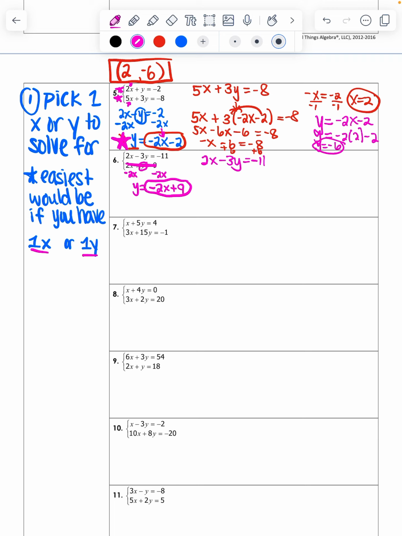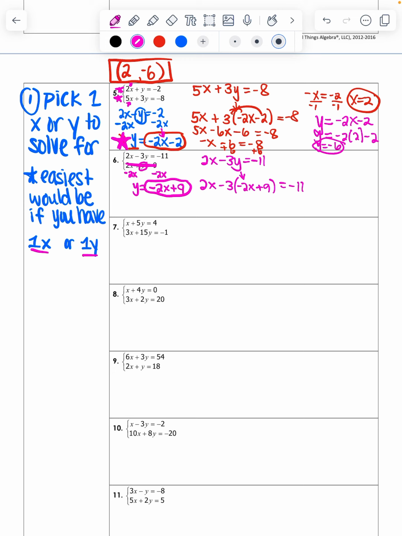And I'm going to replace in all that stuff for y. So instead of it saying 2x minus 3 times y, it's going to say 2x minus 3 times negative 2x plus 9 equals negative 11. That's the substitution step. Now we just solve the equation.